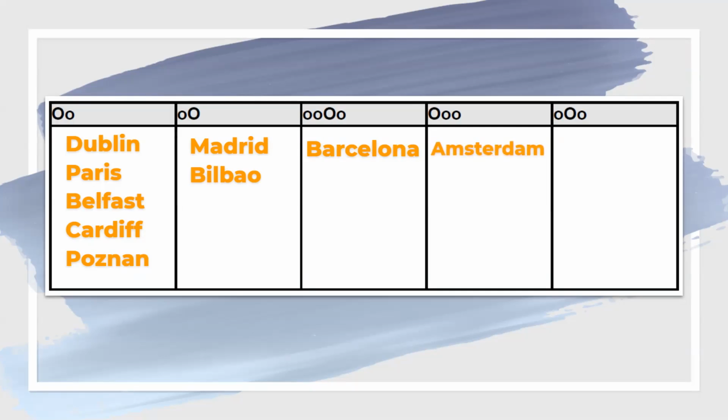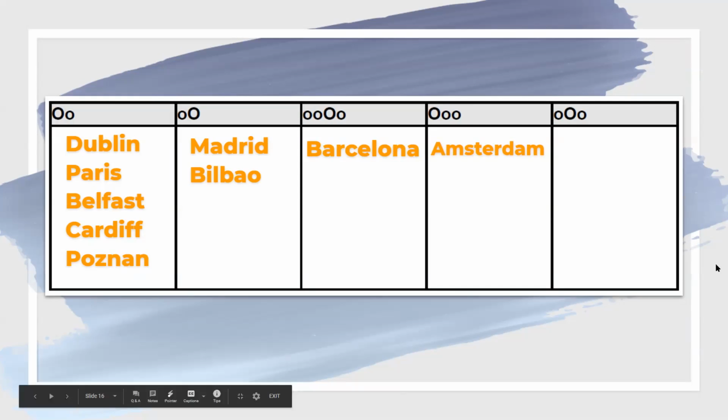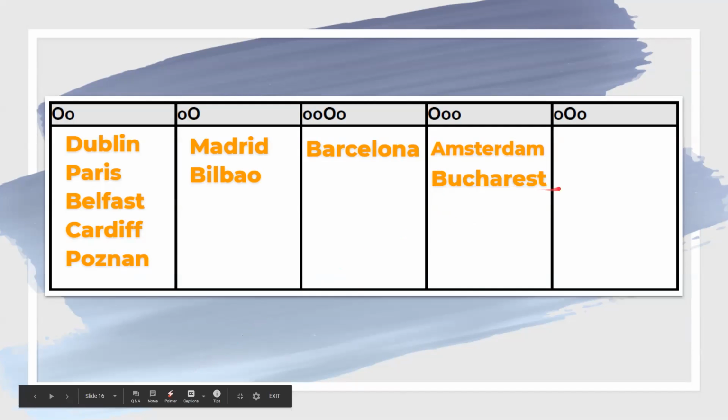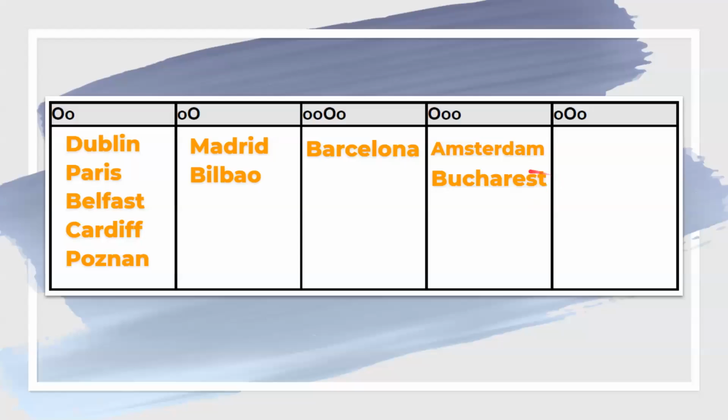Next one, and that's the only one in the fourth stress pattern, we have Amsterdam. 3 syllables, we've got the stress in the first one. So Amsterdam. And Bucharest, Bucharest. Question for you guys. Do you guys know where Bucharest is? Bucharest is the capital city of which European country? No idea?